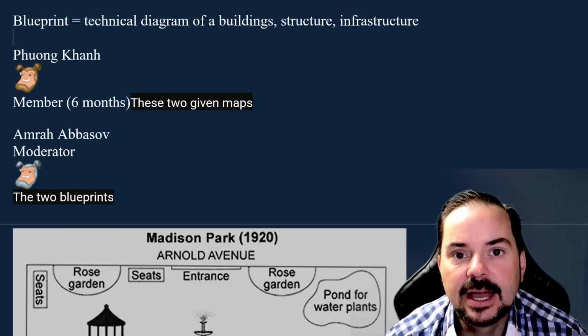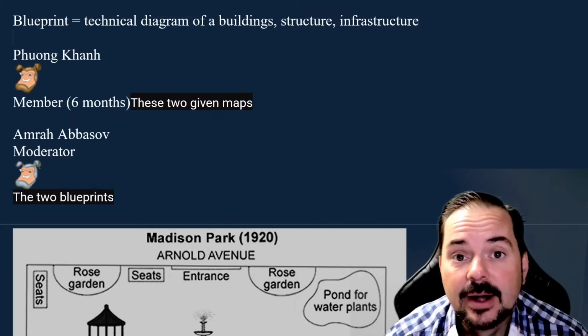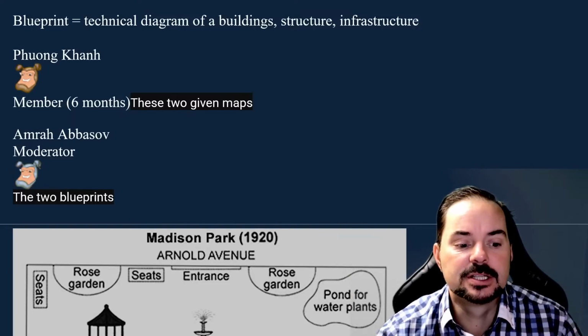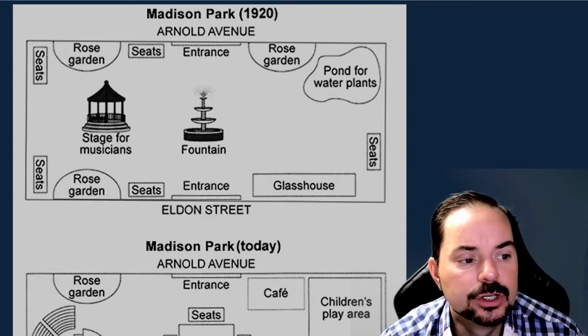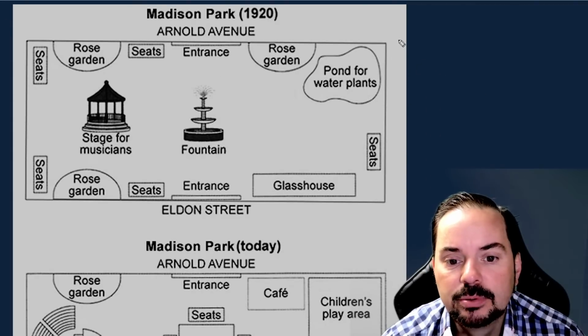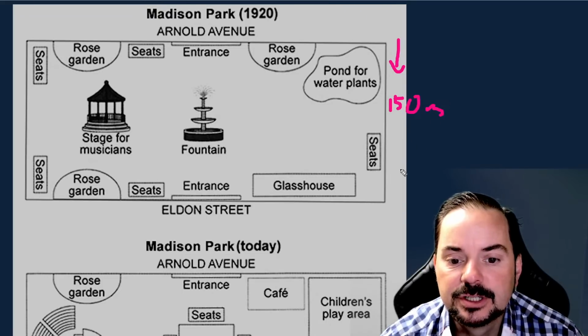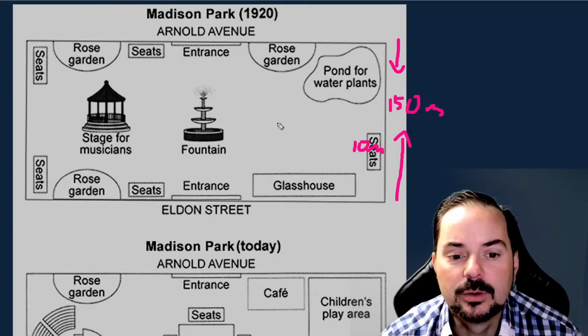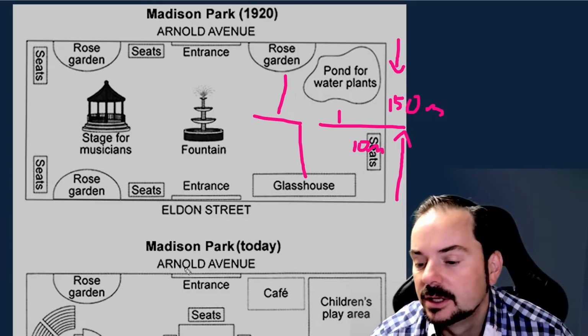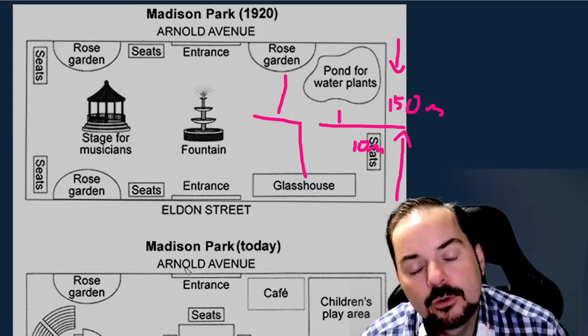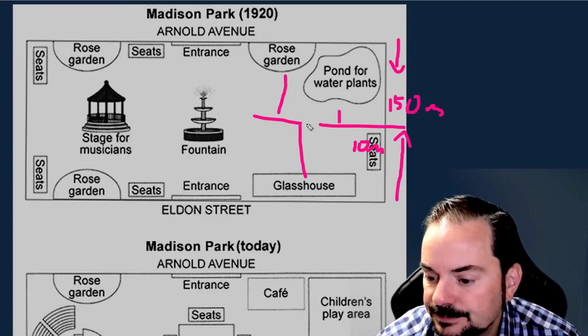So if you're looking at the architect diagram of a house where it shows you the measurements, you should know that in actual fact, a blueprint would include information like this. It would say 150 meters this way. It would say this is like 10 meters. So it would have a lot of actual technical information included. But for IELTS, it's okay to say blueprint.